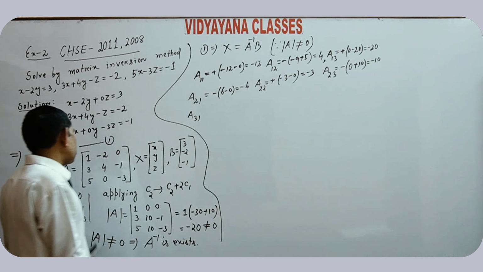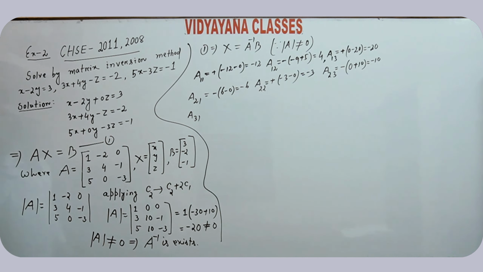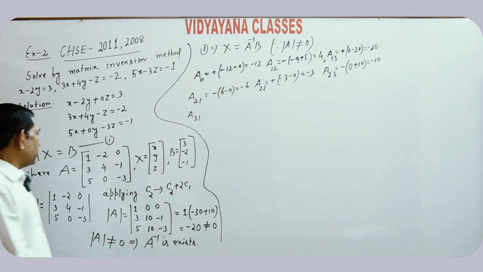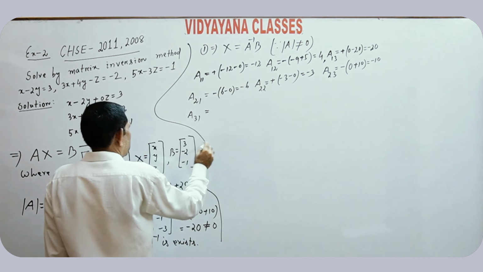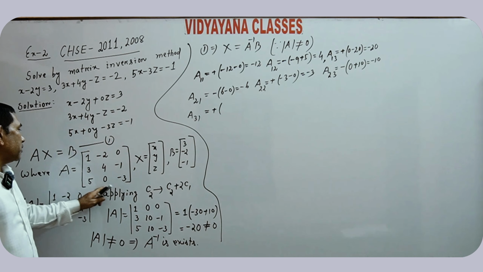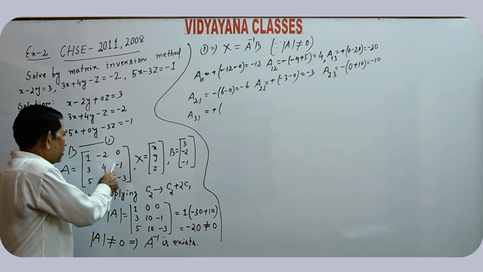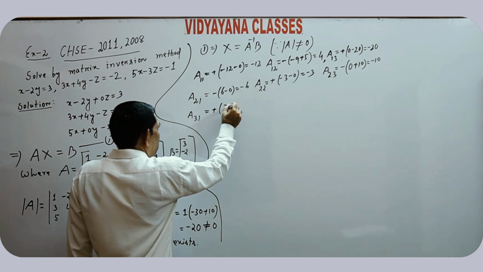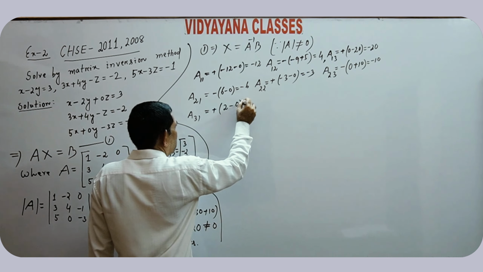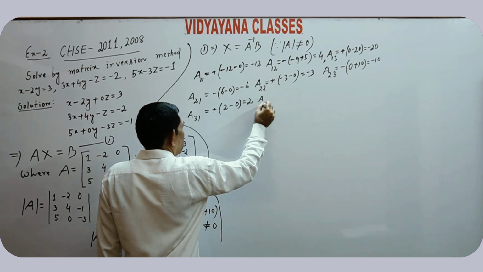A31. Element of third row and the first column. Its sign is positive. Minus 2 into minus 1, that is equal to 2 minus 0. That is equal to 2.